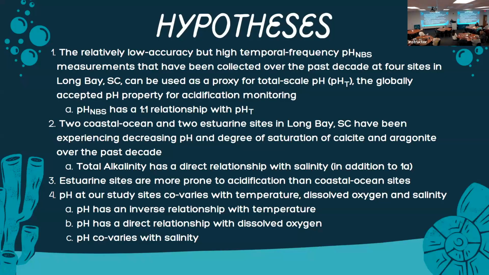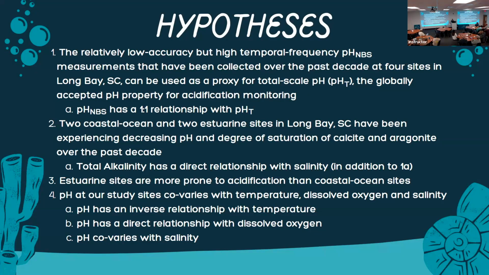So our hypotheses for this project include the following four. First, we wanted to see if the relatively low accuracy but high temporal frequency pH NBS, which is collected by the sensors, could be used at all four sites in Long Bay, South Carolina, as a proxy for our pH total scale, that globally accepted pH property for acidification monitoring. So this was to see if pH NBS from our sensors would have a 1-to-1 relationship with the pH total that we were going to calculate.